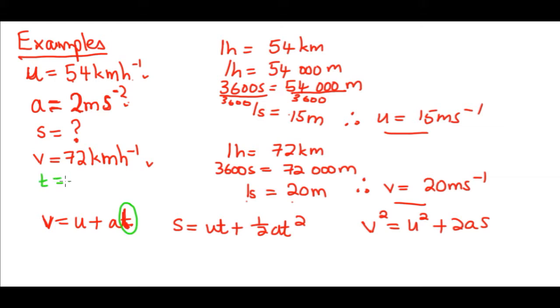I do not have my t, so this equation that is dependent on me having my t is not going to be useful. Also, I'm looking for my s. This first equation does not even give me an s, so this is totally wrong. Out. This is out.